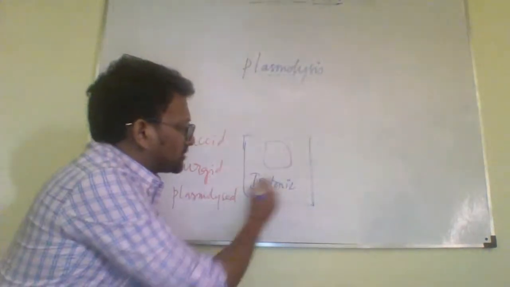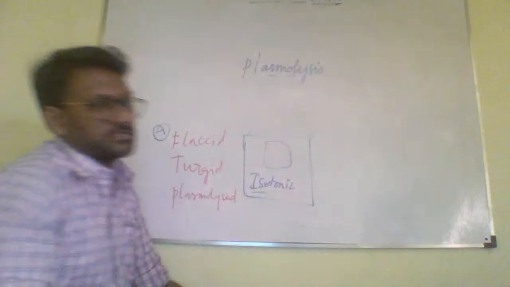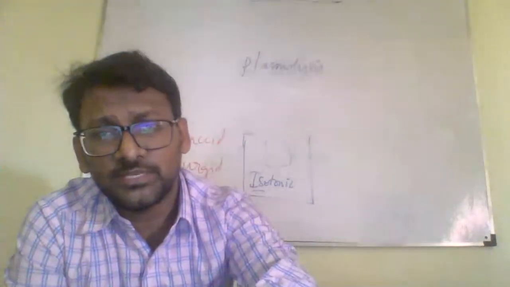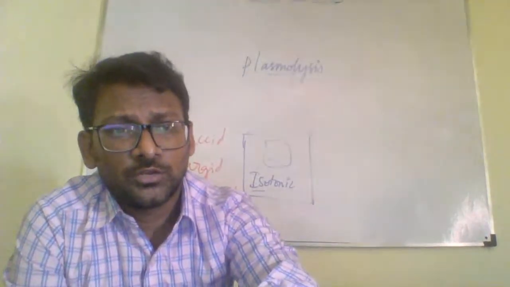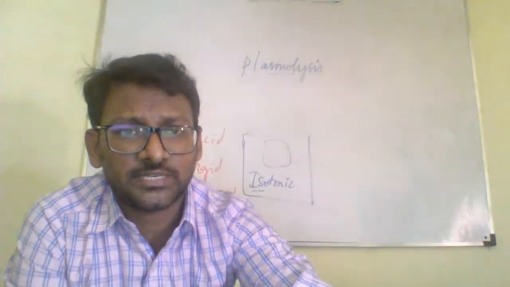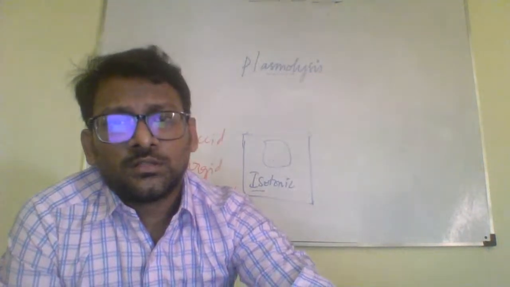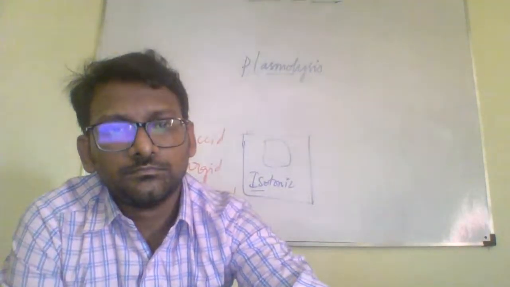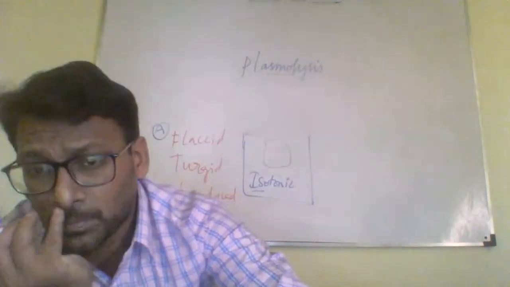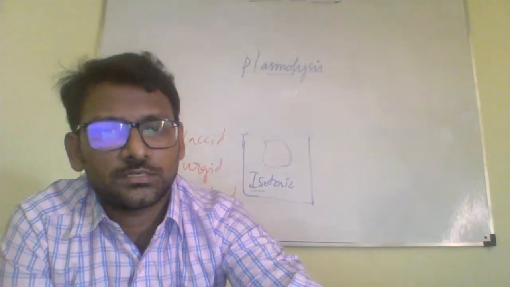Isotonic means the concentration of the water molecules present inside the system and outside the system remains almost the same. So they will be in equilibrium. When they are in equilibrium, there won't be any transfer of water molecules. Are you getting? Understood this point? This concept is actually very simple, but let's try to understand.